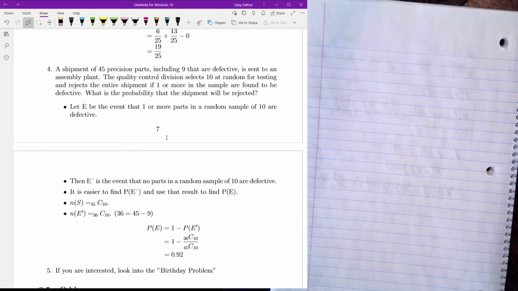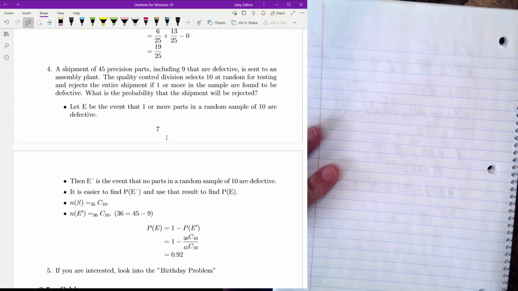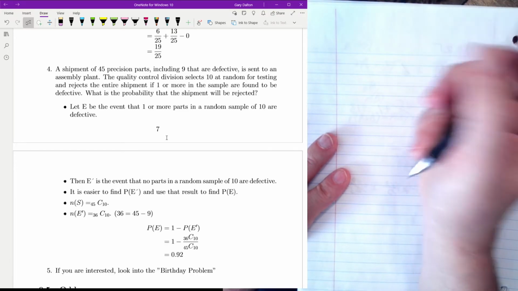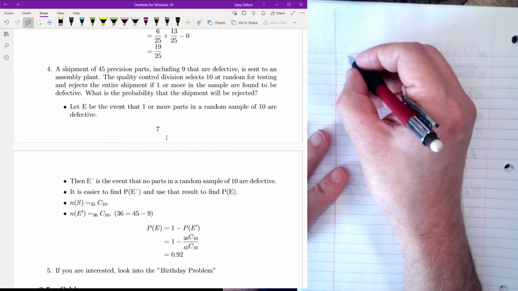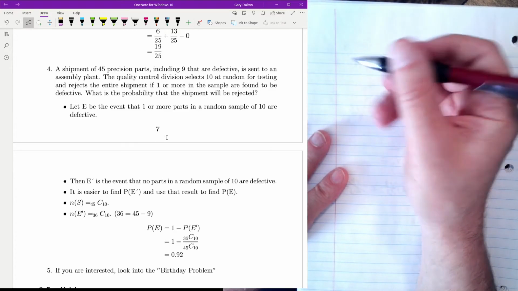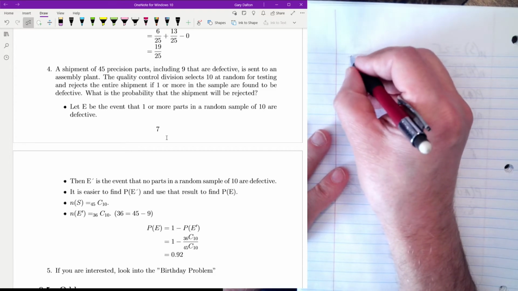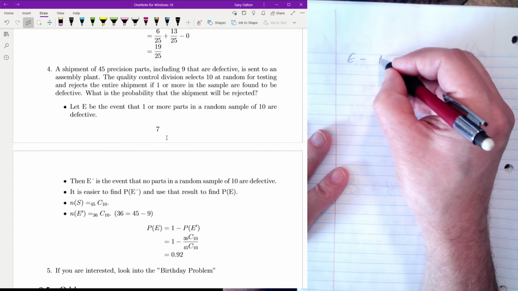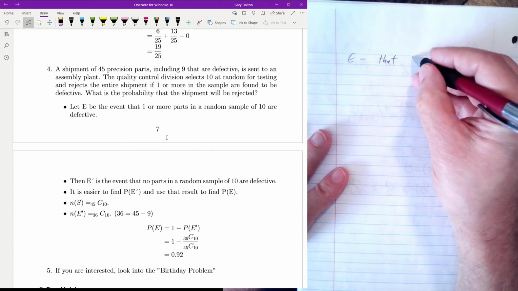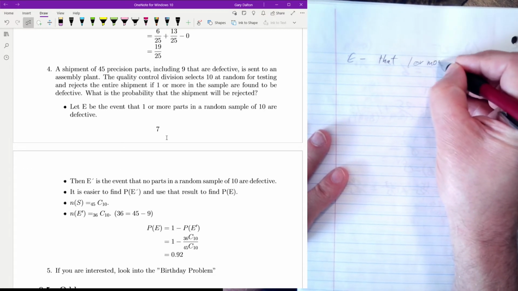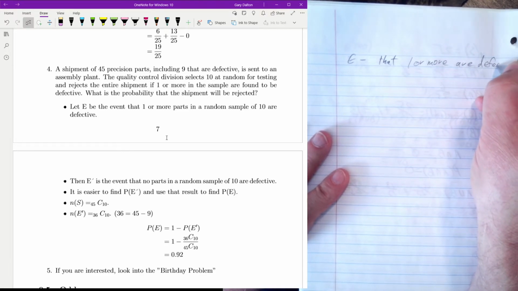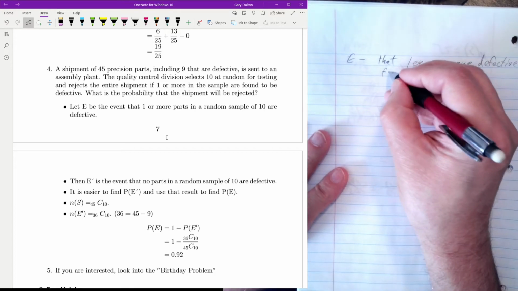So the event is 1 or more parts in a random sample of 10 are defective, right? So they select 10 of them, and they just want 1 that's defective, 1 or more. Now, when we say 1 or more, that clues us in a little bit. So E is the event that 1 or more are defective from 10.